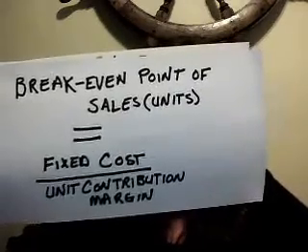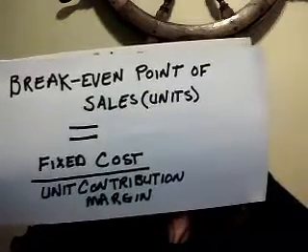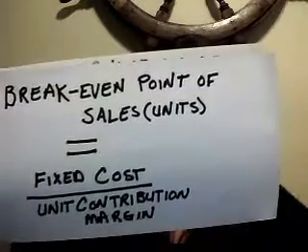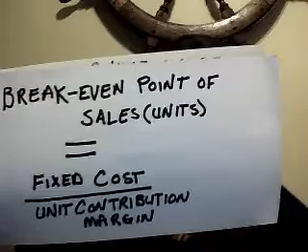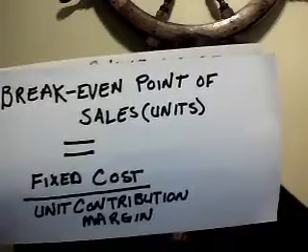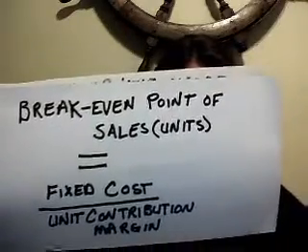To find the unit contribution margin, we need to subtract the unit variable cost, which is the increase directly in proportion to the level of sales in dollars or units sold, from the selling price.